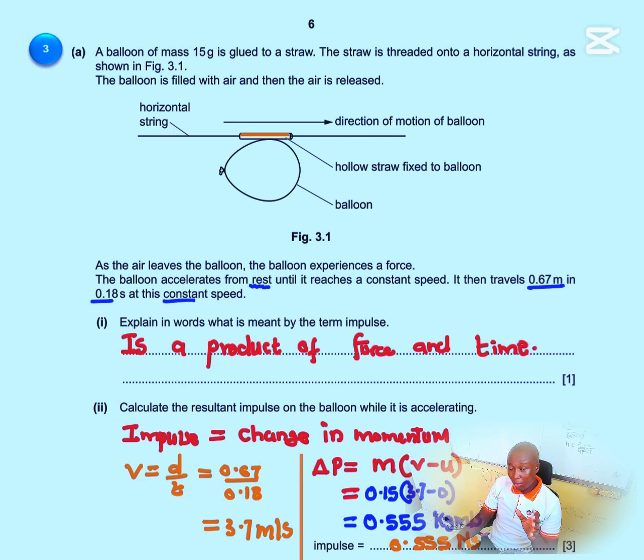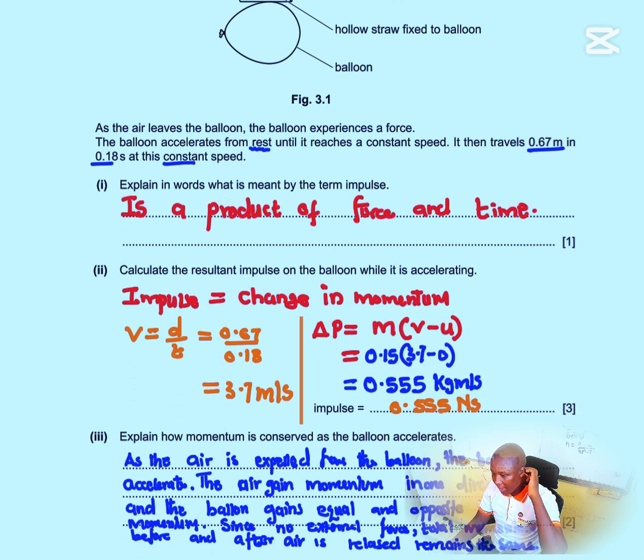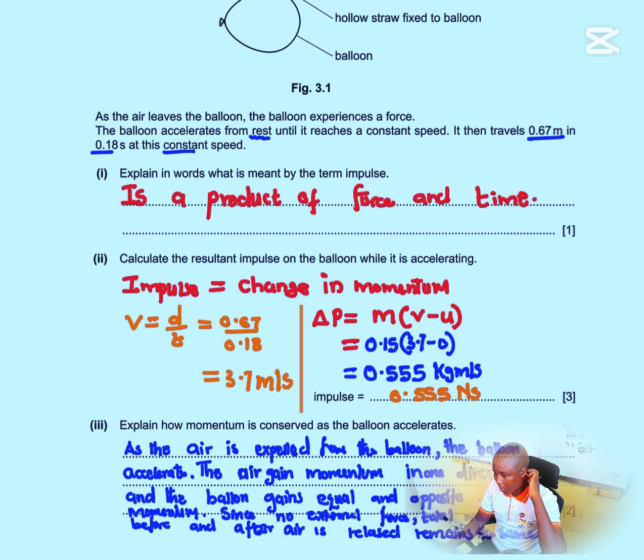So you need to understand also the concept of impulse and the concept of momentum and Newton's second and third law of motion. So first we need to appreciate the fact that impulse is the product of force and time. And impulse is equal to the change of what? The change of momentum, all right? All right, so in this case, we are supposed to calculate the resultant impulse on the balloon while it's accelerating.